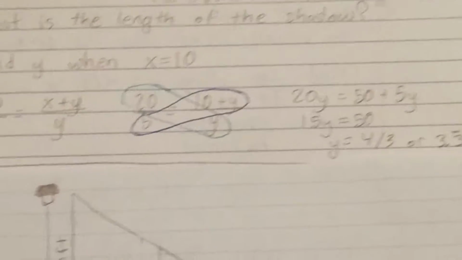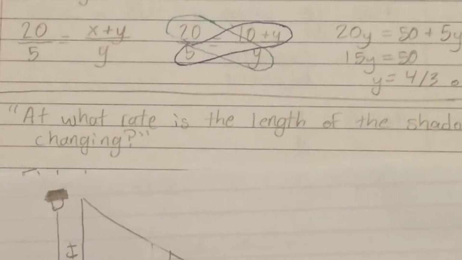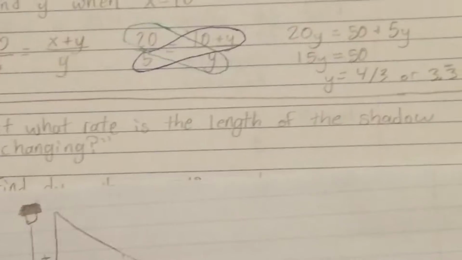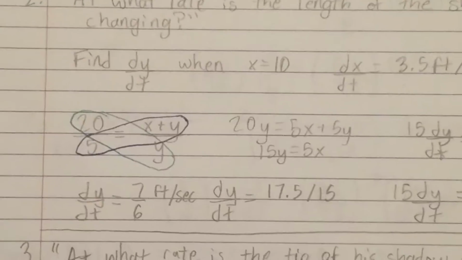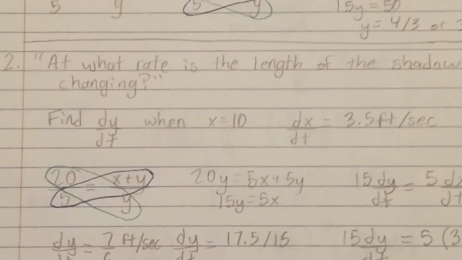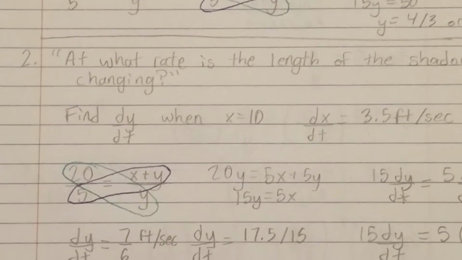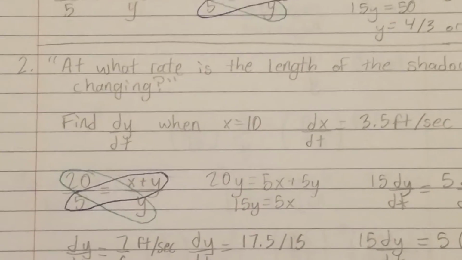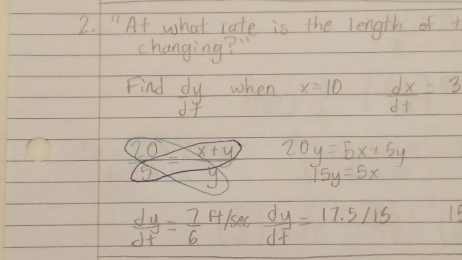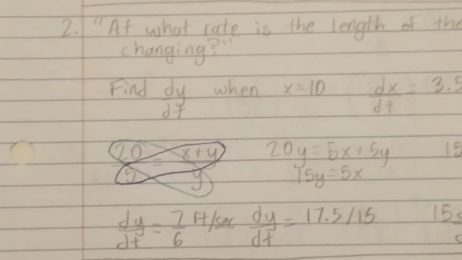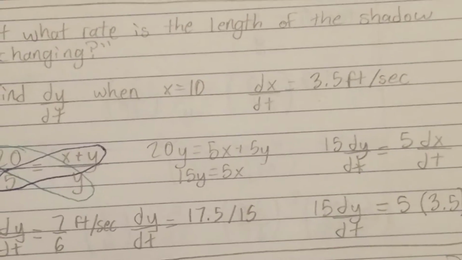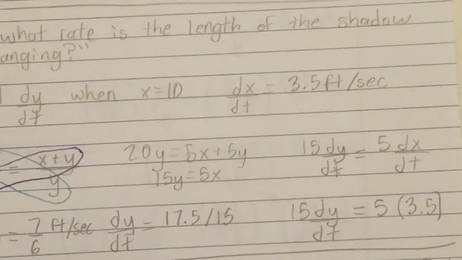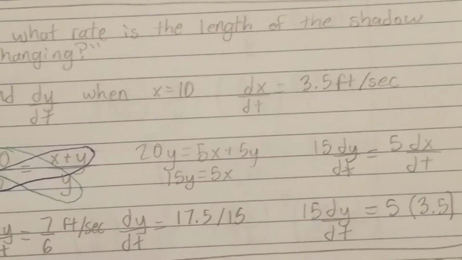3.333. The next question, at what rate is the length of the shadow changing? So this question is asking what the rate of change of y is when x equals 10. So for this one, we use the same proportion but cross multiply it first. Then we get 20y equals 5x plus 5y. Then we take 5y from both sides and get 15y equals 5x.